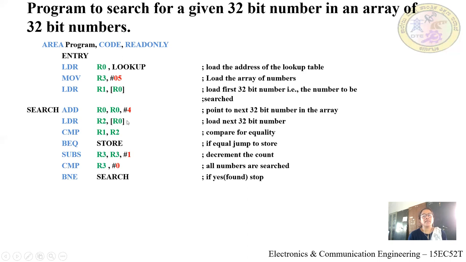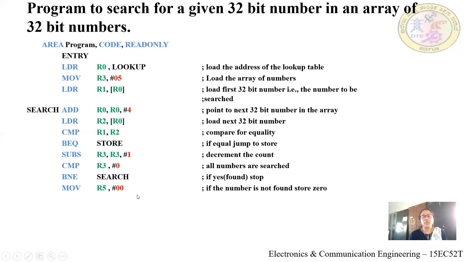We increment and take the next element from the array. Then we compare; if equal, we go to store. If not, we'll decrement the counter and repeat this process. So if the number is found, we are going to store 0. When do we reach this line? If the number is not found, I repeat, if the number is not found.